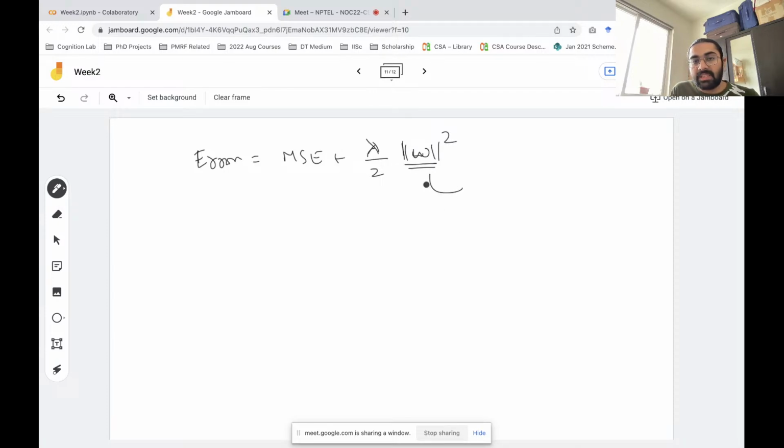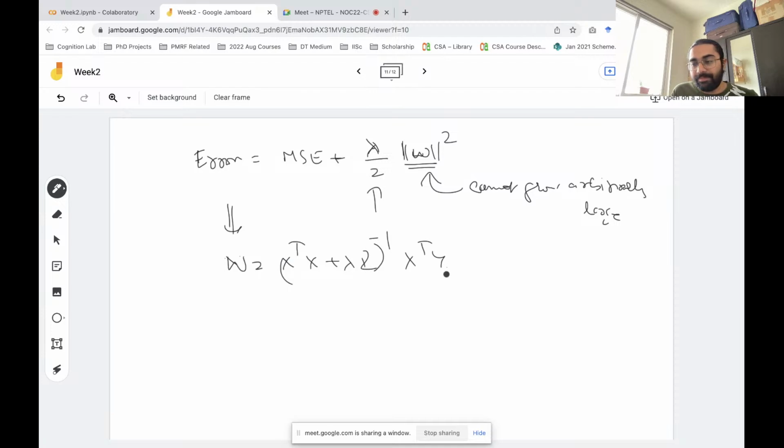So you're saying that these weights cannot grow arbitrarily large because of this factor lambda. Okay, so when you do it in this format and do your calculus, you will basically get this form again. W will be equal to (X transpose X plus lambda I) inverse, X transpose y.